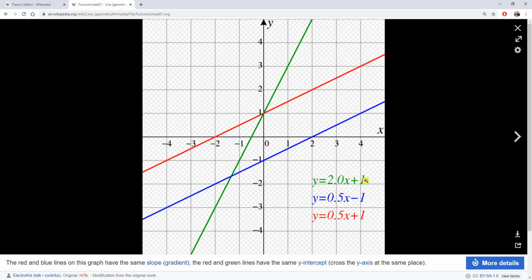It means that the line intercepts the y-axis at 1, right? So that's exactly what you see here. This green line intercepts the y-axis at point 1. Now, what does the coefficient a, or the number 2 in front of x, represent? Well, it represents the unit change in y related to 1 unit change in x.